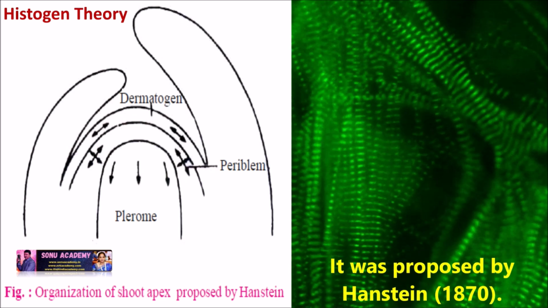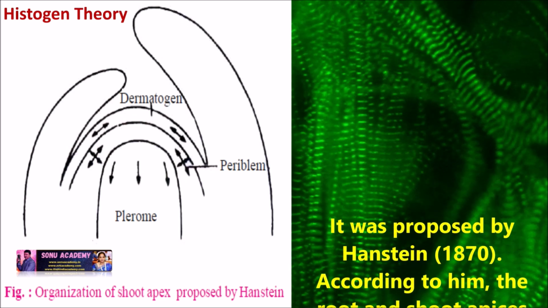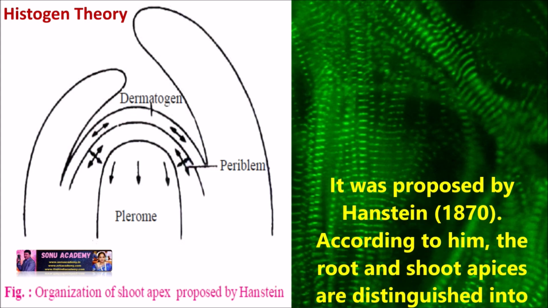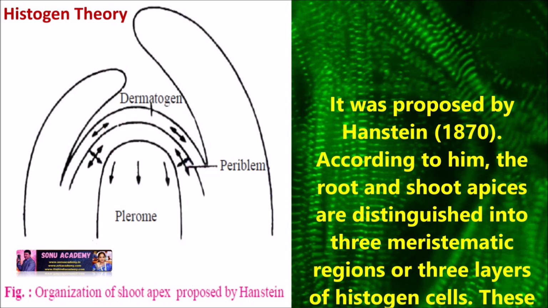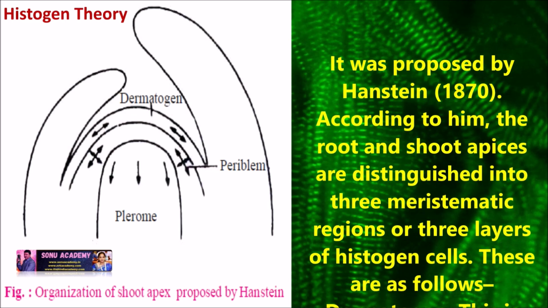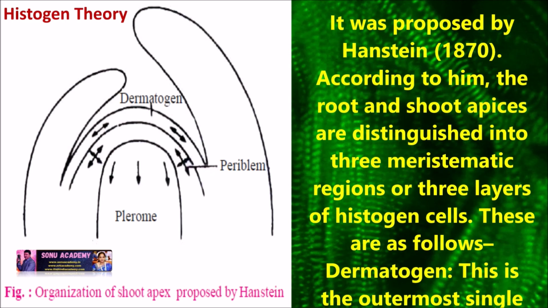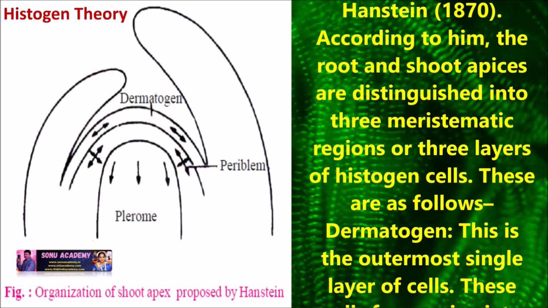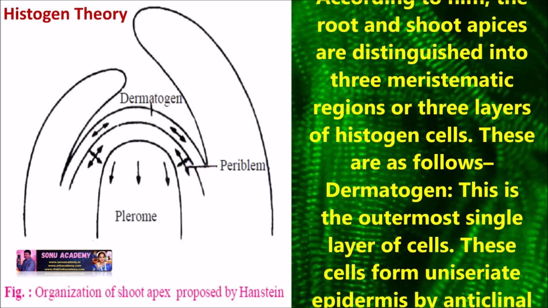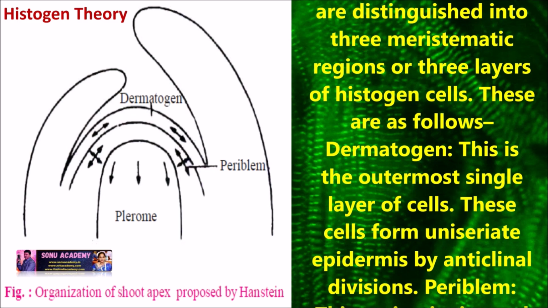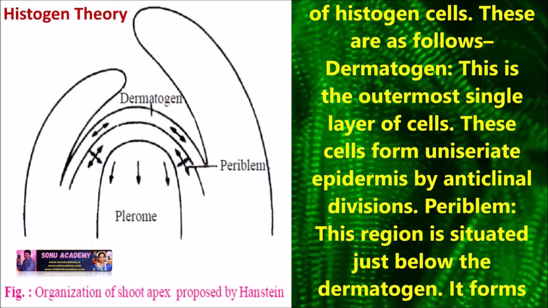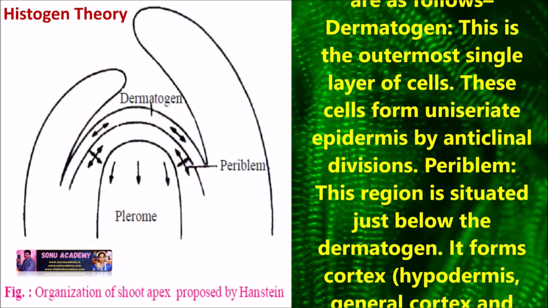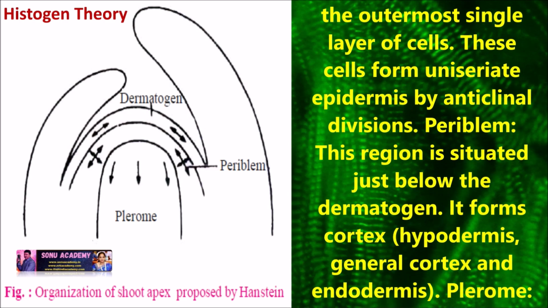Histogen theory. This was proposed by Hanstein in 1870. According to him, the root and shoot apex are distinguished into three meristematic regions, three layers of histogen cells. These are dermatogen, periblem and plerome. Dermatogen. This is the outer single layer of cells. These cells form the uniseriate epidermis by anticlinal divisions.